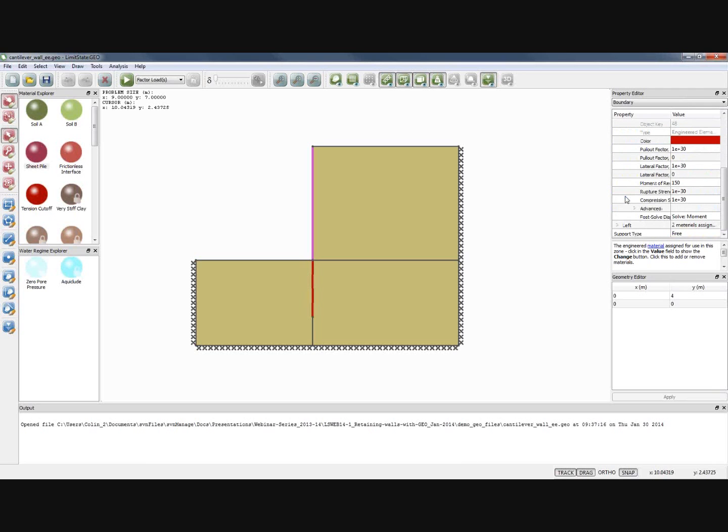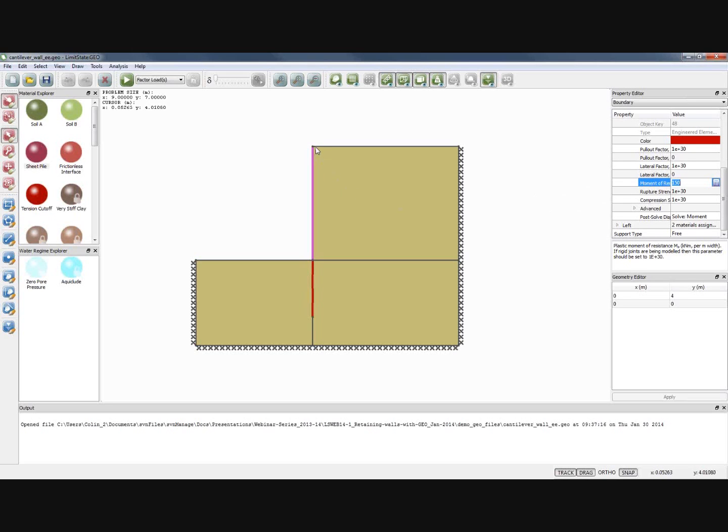And engineered elements can be used to model soil reinforcement, so they have some other properties, but when we're modeling a sheet pile wall, we can set what are called the pull-out and lateral factors, essentially to infinity. 1 times 10 to the 30 is big enough. And primarily what we're interested in, if we're interested in bending of the wall, is its plastic moment of resistance. So the software can model a retaining wall and model plastic failure of that wall if we wish.